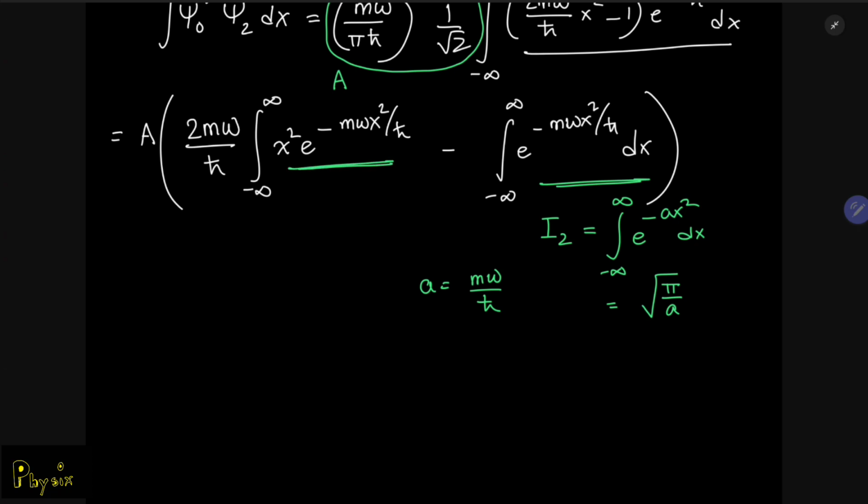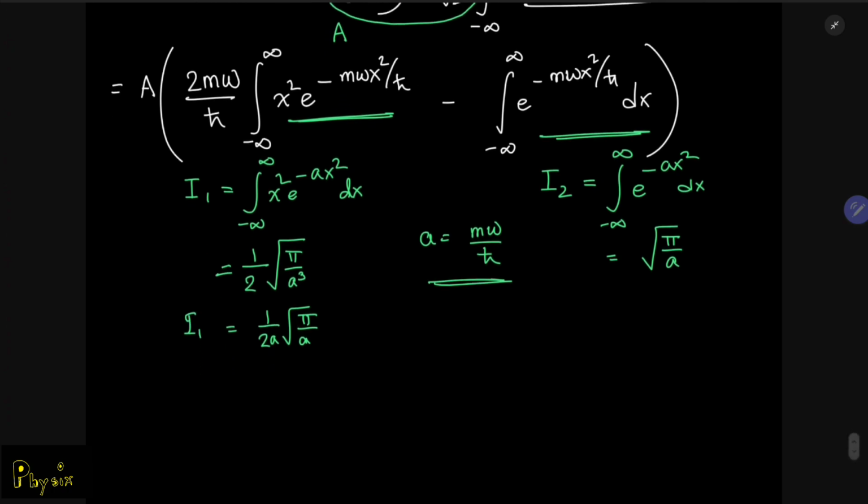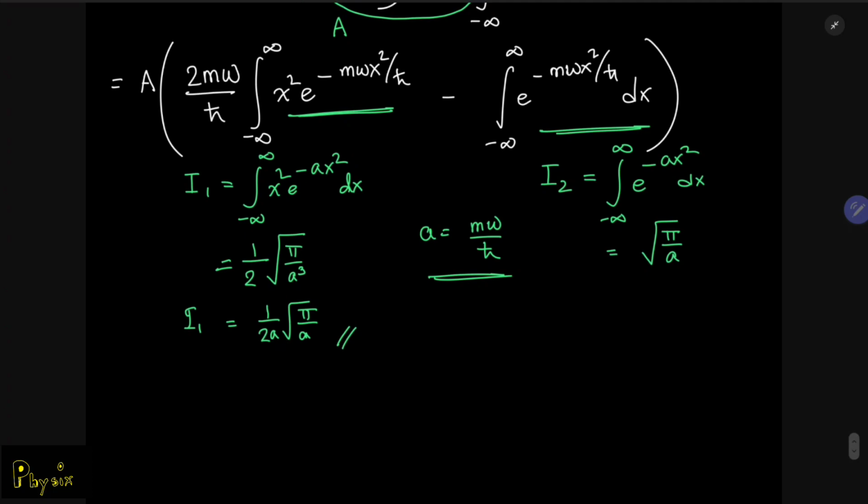Now, as for this one, this has the form of I1 being equal to the integral from negative infinity to infinity of x squared e to the negative a x squared dx, where of course a is this. Now the answer to this integral is 1 over 2a times the square root of pi over a cubed, which you can simplify and write down like this. This is I1. This entire integral can be solved using the Feynman technique, a video tutorial that I plan to upload soon. But for now, let's take this answer for granted.